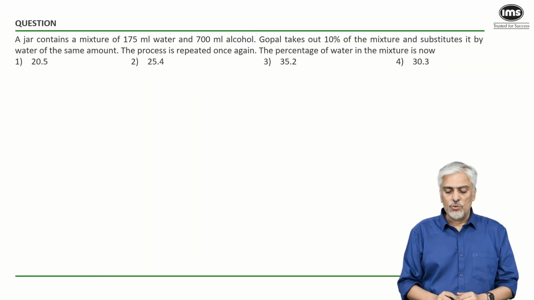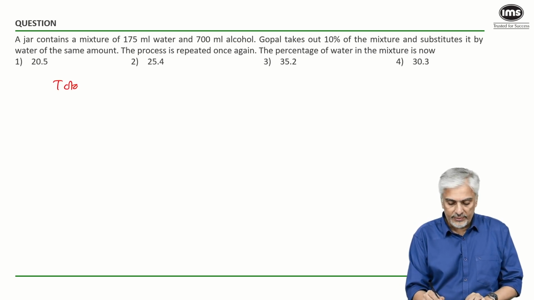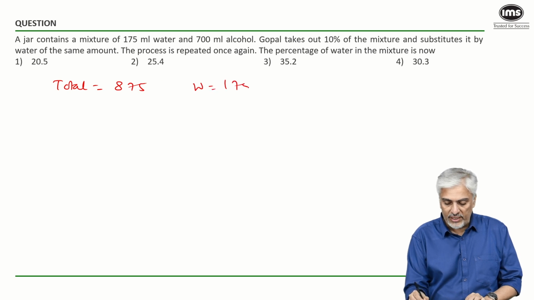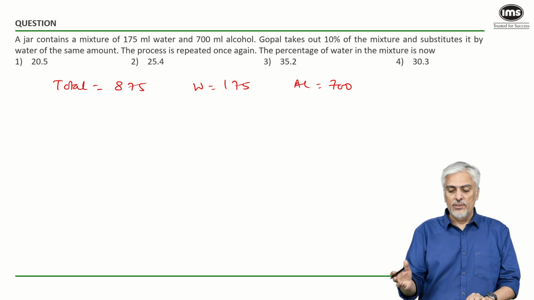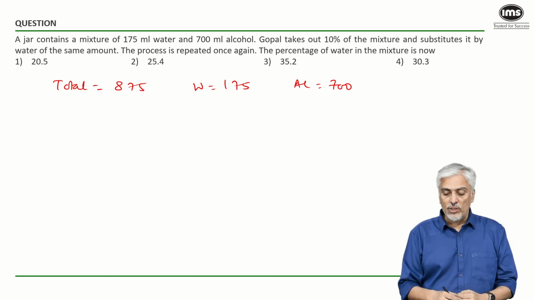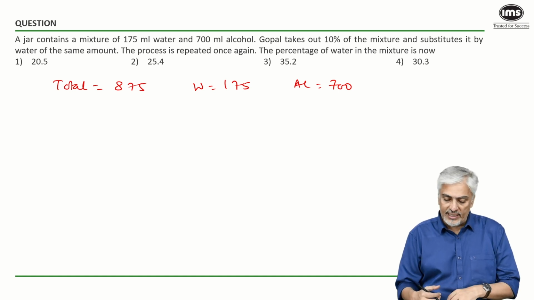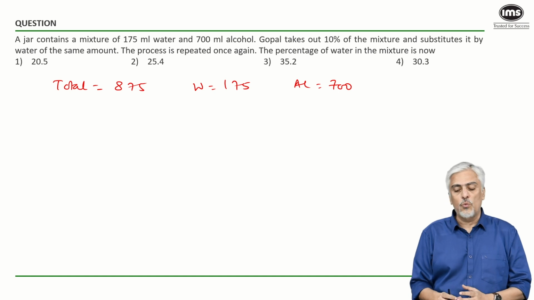A jar contains 175 ml water and 700 ml of alcohol. So total quantity is 875, in which water is 175 and alcohol is 700. Right? Gopal takes out 10% of the mixture and now substitutes it by water in the same amount, and he does that again one more time. So after 2 processes, they want us to know how much is the amount of water.